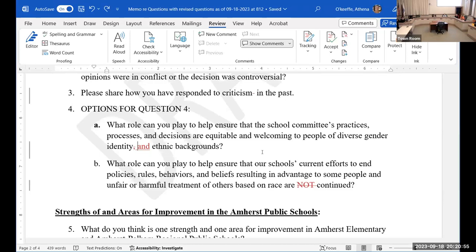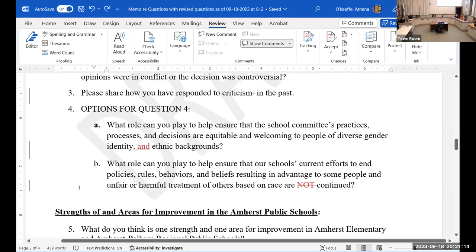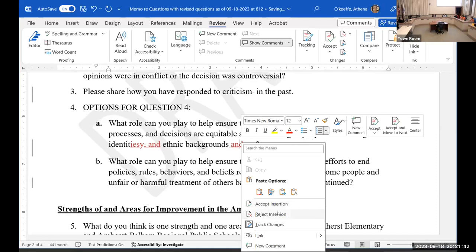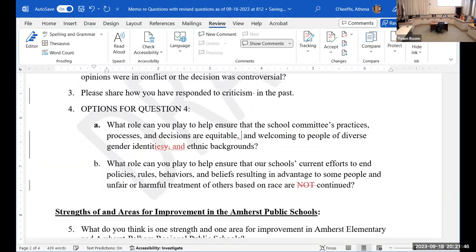Mandy Jo. So my comment on 4A, it eliminated the "and are anti-racist" phrase that was at the end. I don't think during our conversations earlier tonight anyone was suggesting we should eliminate that in that question. Okay. So it was welcoming to people of diverse gender identities. I think identity needs to be pluralized, identities and ethnic backgrounds, and are anti-racist. Or it could be decisions are equitable, anti-racist, and welcoming to people of diverse gender identities and ethnic backgrounds. That might make it a little bit more clear. So after the word equitable, put equitable, anti-racist, and are welcoming. No, I think just welcoming. And welcoming to people of diverse gender identities and ethnic backgrounds. Okay.